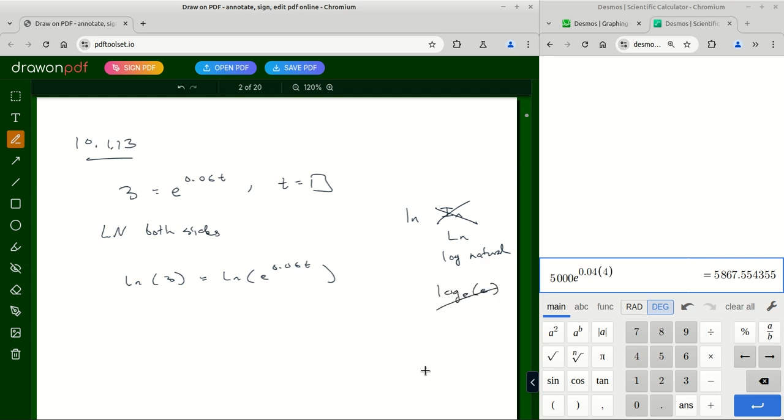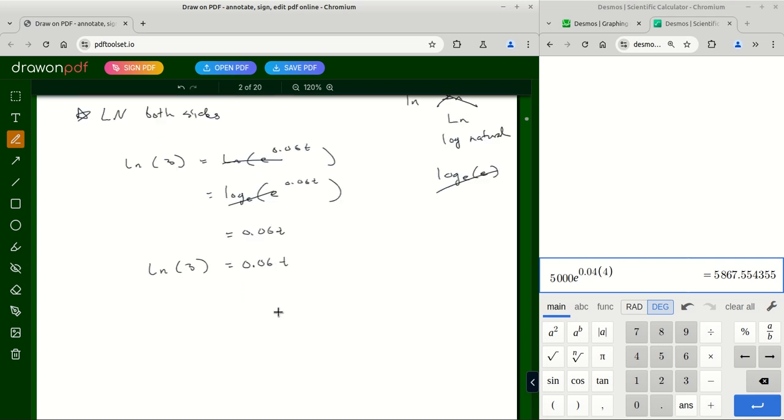And what happens is the e's cancel. So what I actually did here was log base e of e so that they cancel, and you're left with just this part here. So e and ln cancel. That's the point of what I'm doing here. So I ln both sides so that they cancel. What I'm left with is ln of 3 is equal to 0.06t.